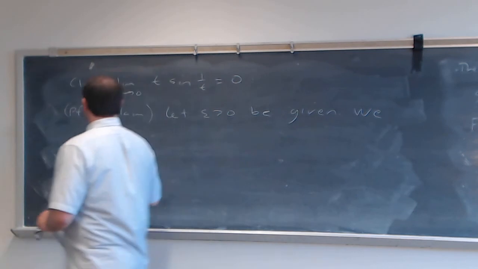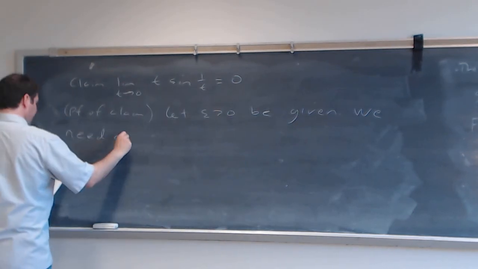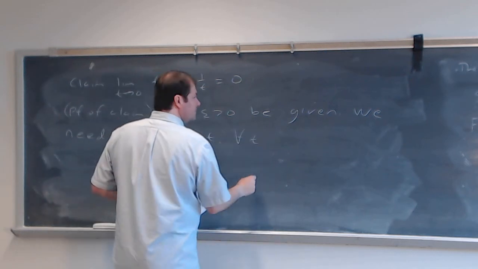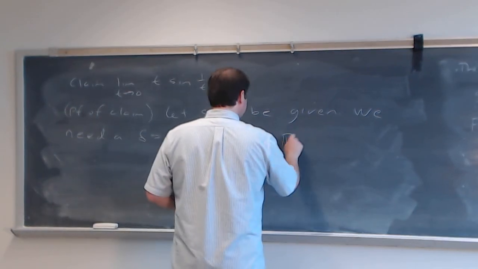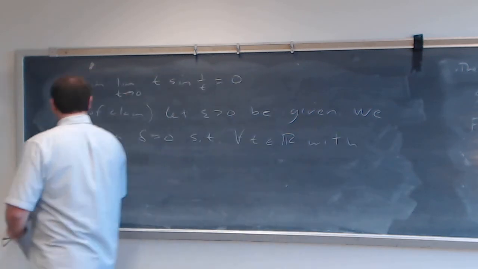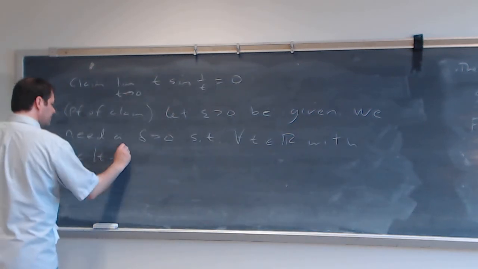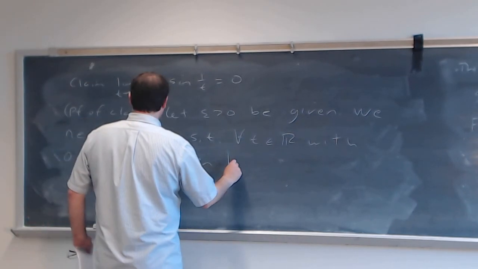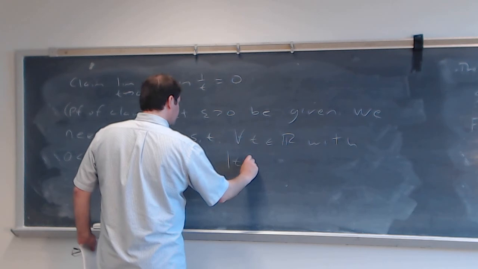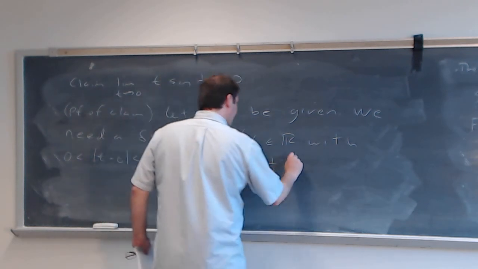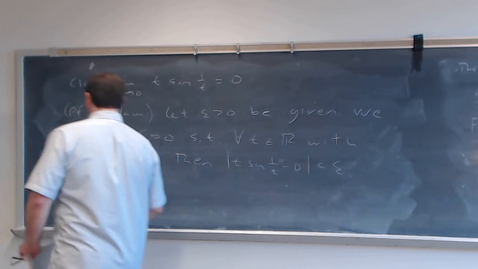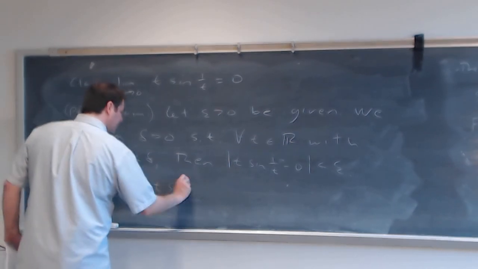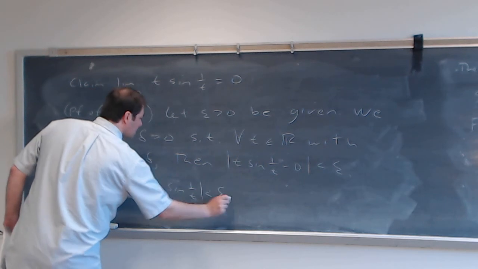We need a delta bigger than 0 such that for all t, element of R, with 0 less than the absolute value of t minus 0 less than delta, then the absolute value of t sine of 1 over t minus 0 is less than epsilon. So we want the absolute value of t times sine of 1 over t to be less than epsilon.